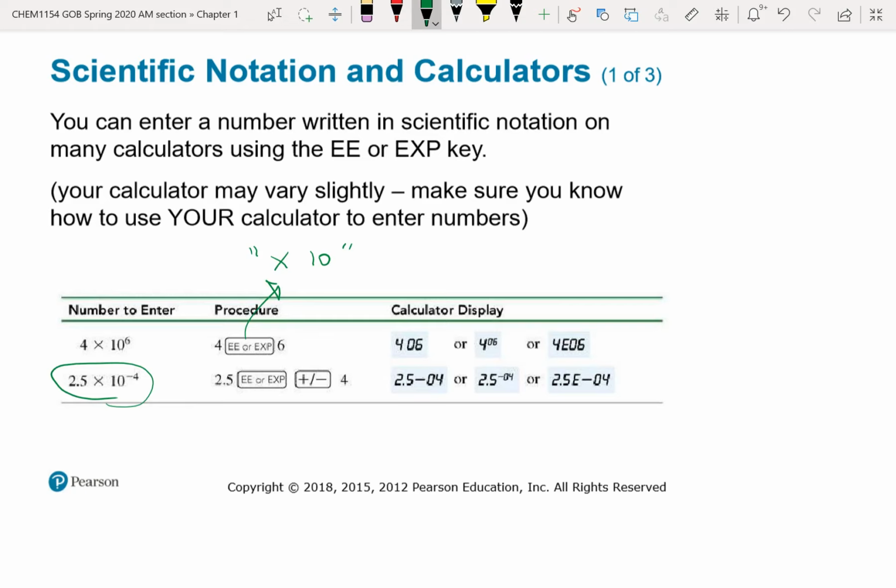This is extremely important, right? Because you're going to have to do these calculations. You're going to have to enter them into your calculator. And I said this the last time, your calculator is only going to do what you tell it to do. So if you enter these numbers incorrectly, you are going to get the wrong answer.